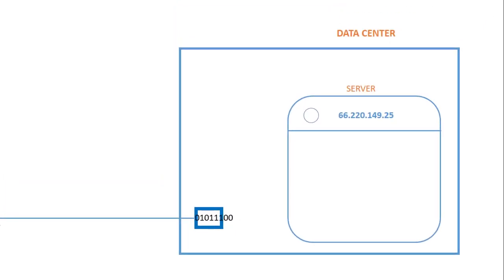which travel through the optical fiber cables back to the cell tower. The cell tower then transduces the light into electromagnetic waves which are sent wirelessly to your device.